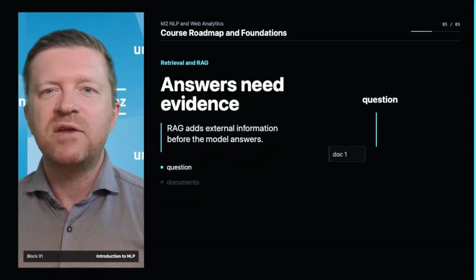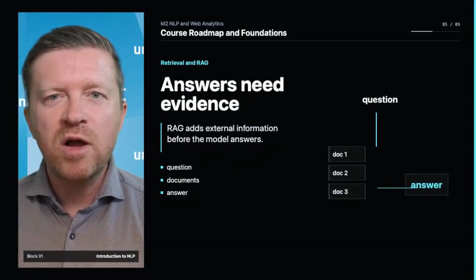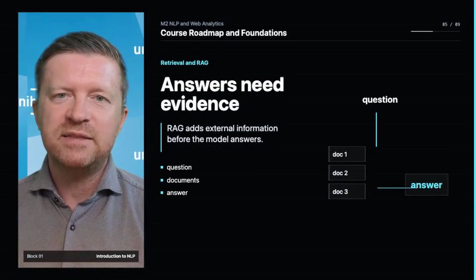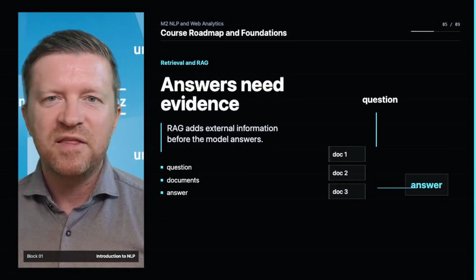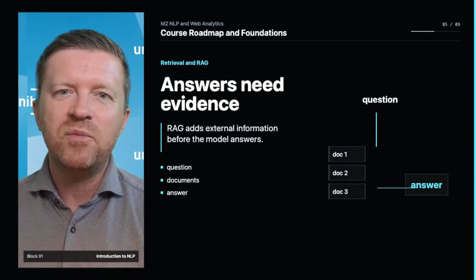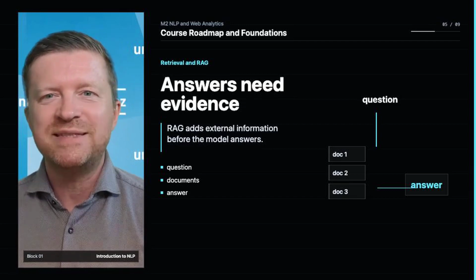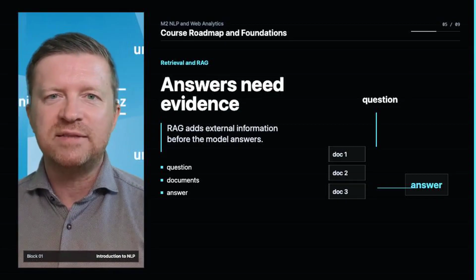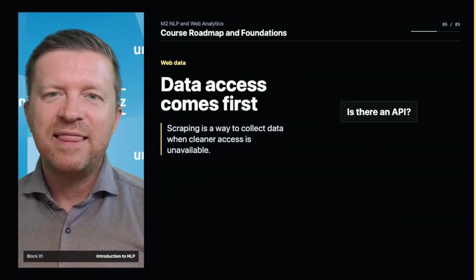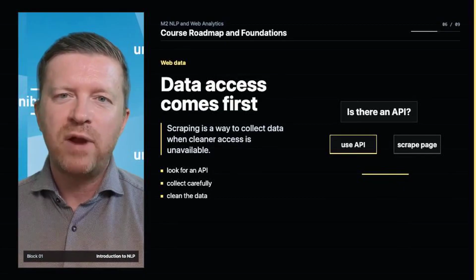Then we will study information retrieval with the longer-term goal of building RAG systems. RAG stands for Retrieval Augmented Generation. These systems use external information that we retrieve from documents, databases, or websites, and then use that information to answer questions. That naturally leads us into web scraping.